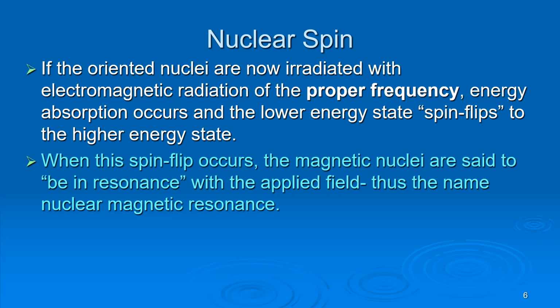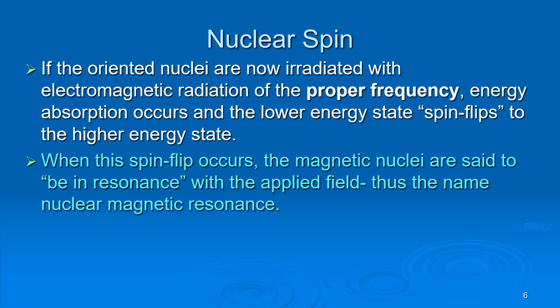And so it's the frequency that allows the spin flip. What's a spin flip? The spin flip is when alpha goes to beta or beta goes to alpha. So it literally flips up or down. So the alpha will spin flip up to the higher energy state. The beta will spin flip down to the alpha.